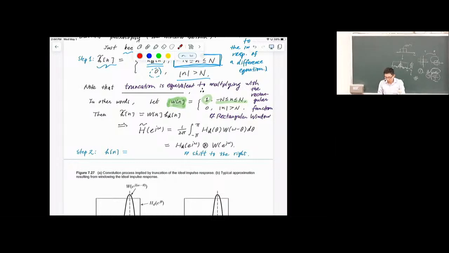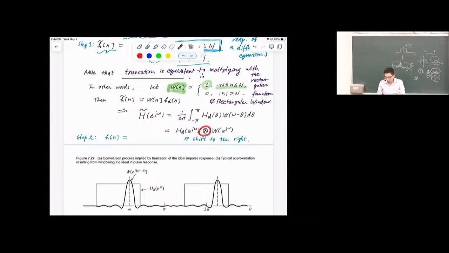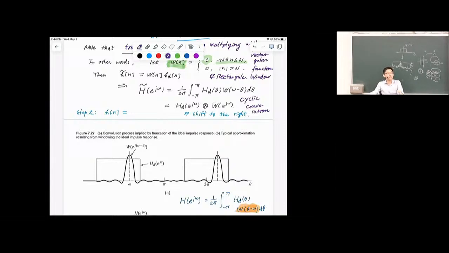Or you can write, the convolution in the frequency domain is sometimes denoted by this operator with a star and a circle, to emphasize that this is what we call a cyclic convolution. Cyclic convolution. Okay, so that's step one.